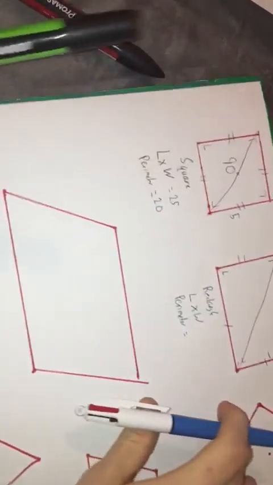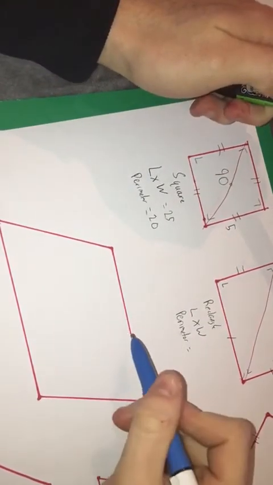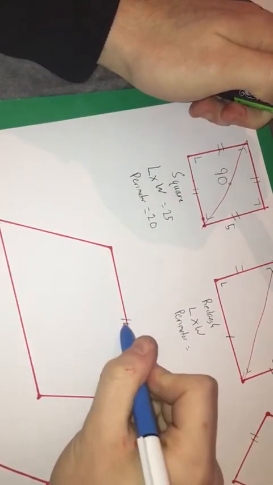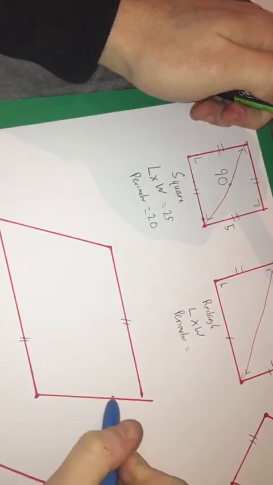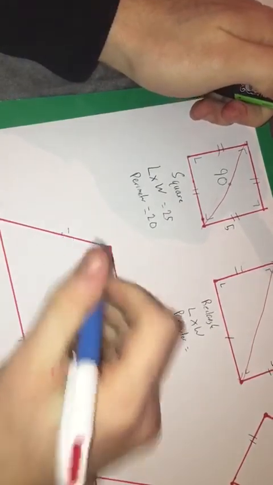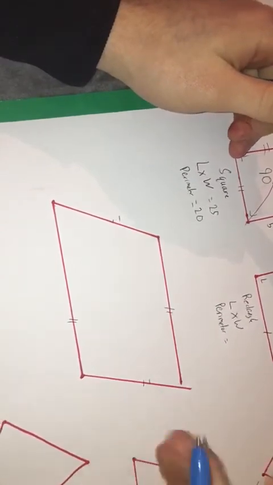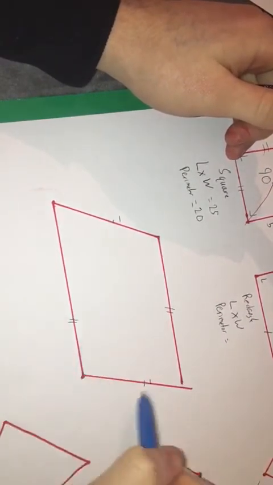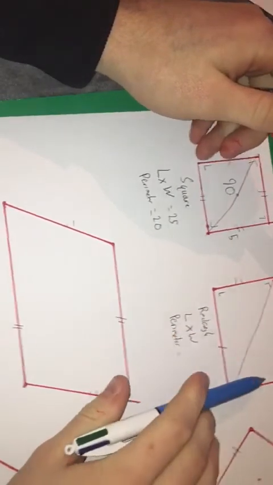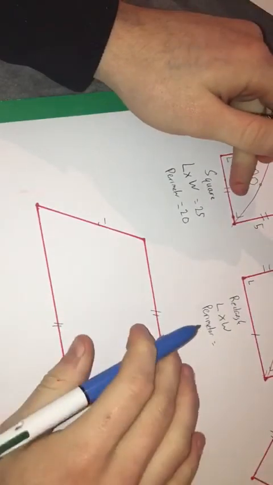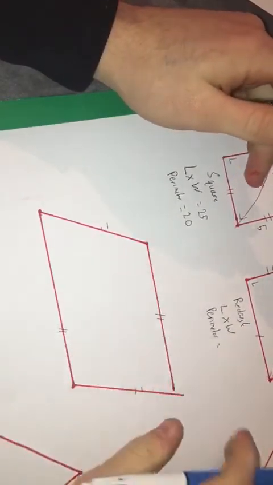So in the rhombus, each side is equal. So you have this side here, this side below, and this side. All sides equal. To find the area of the rhombus, you multiply the length by the width. It's the same as the rectangle. As I said, it's just shoved over. And the perimeter is also the same. You add each side of the rhombus.